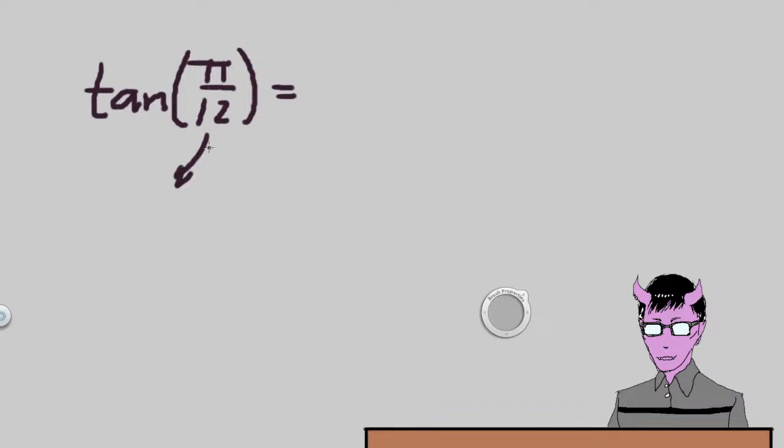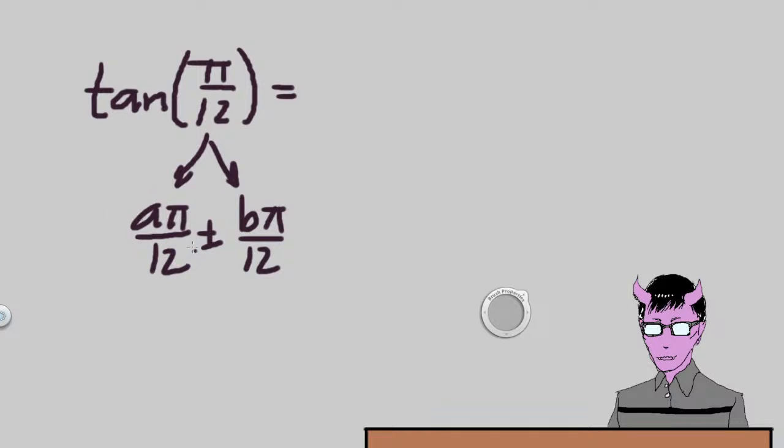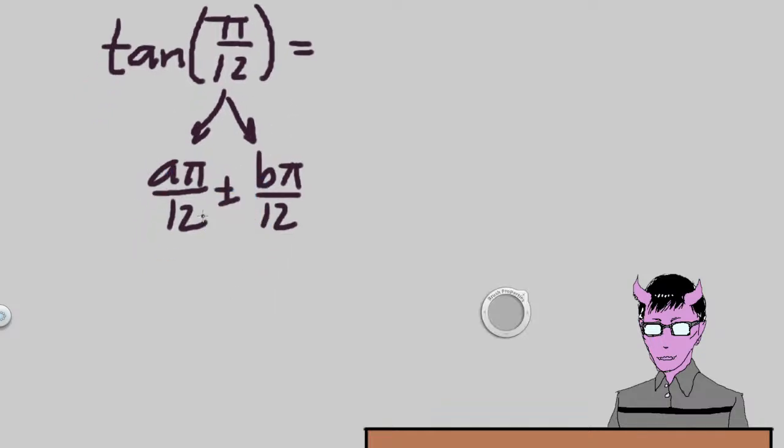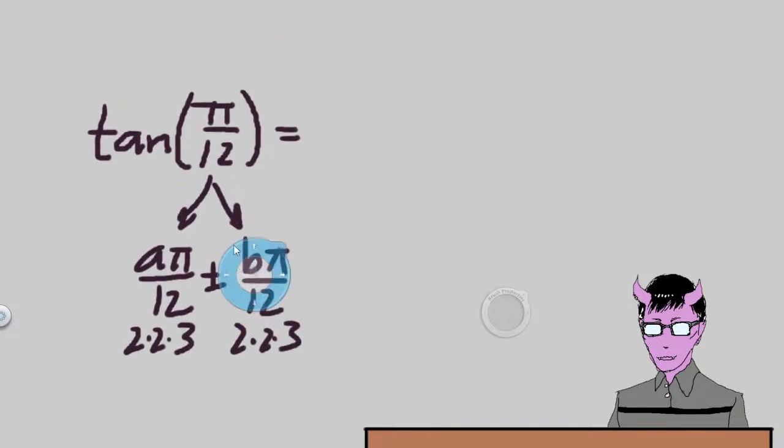So we can probably split it up into a pi over 12 plus or minus b pi over 12. Well, the usual trick is a has to be a factor of this one, and then b has to be a factor of this one. Otherwise, there's no point to doing this split in the first place. So factors of 12: 2, 2, 3. Factors of 12, same thing: 2, 2, and 3. We want the sum or difference between a and b to be 1.